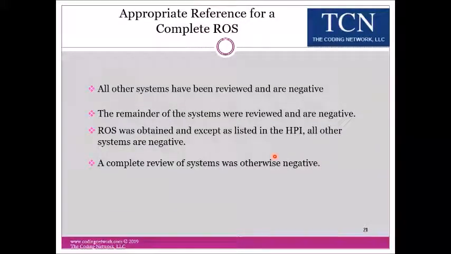And some ways that you can state that, again, once you've documented some pertinent positives and negatives, you could state all of the systems have been reviewed and are negative, or the remainder. You could state review of systems was obtained and except as listed in the HPI, all other systems are negative. So there's different ways to document that. Typically for your follow-up visits, you're not going to need a complete review of systems. The only time you would possibly need that complete review of 10 or more was if you were billing out a 99215 and you needed to count the history section.